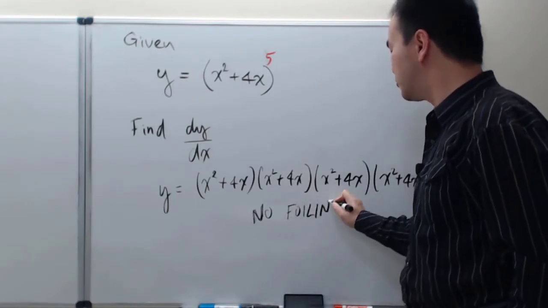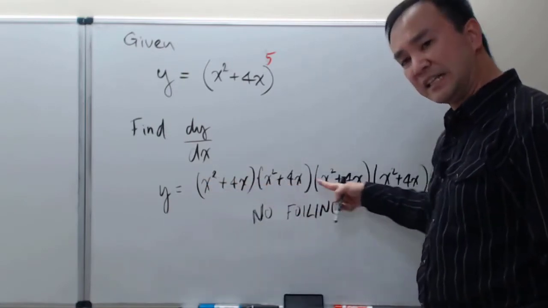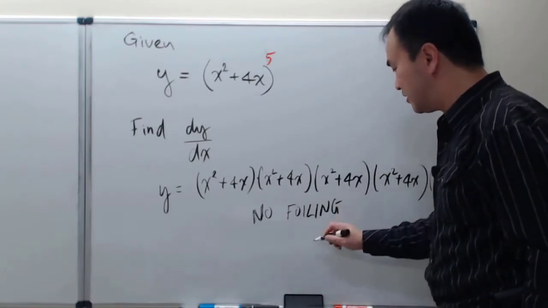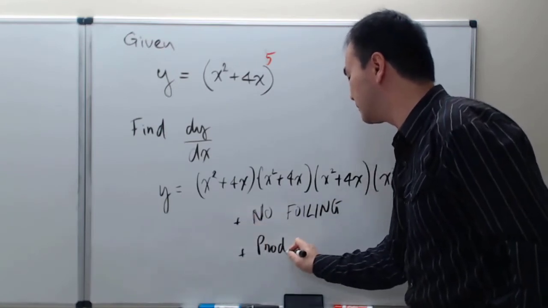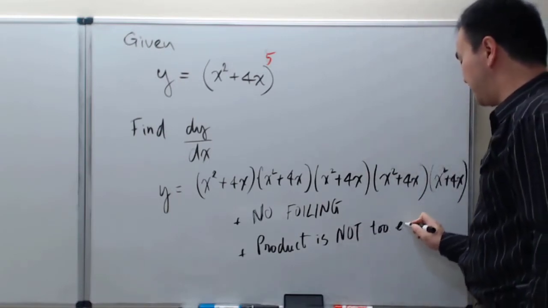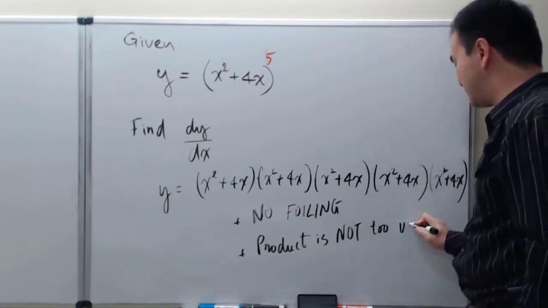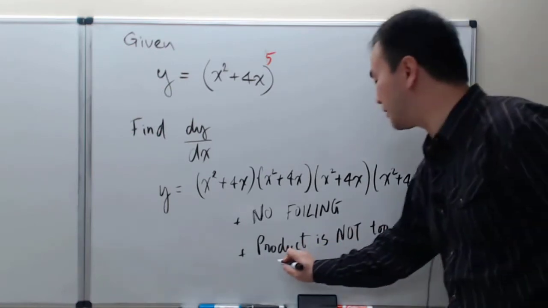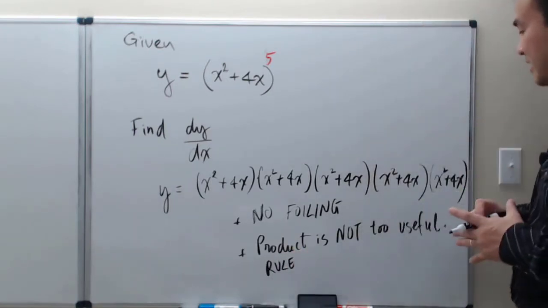And even the product rule. Think about the product rule. We have to take the product rule of the first two. It's a very lengthy product. So taking a derivative of a product of five factors like this is also quite challenging. No FOILing. And the product rule is not too useful either. Actually I should have said it's not very useful to use the product rule as well. I gotta correct my terminology for that. So the product rule is not that useful either.